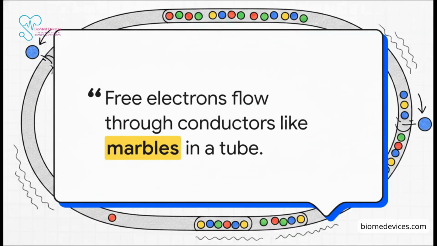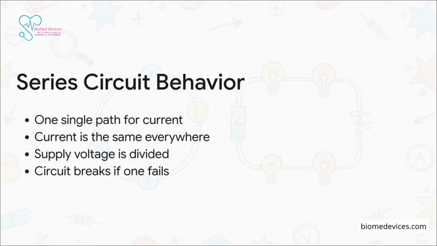I really love this analogy from our source material to help build that physical intuition. It notes that free electrons flow through conductors like marbles in a tube. If you push one marble into a completely full tube, one marble pops out the other side. Because there's only one single path in a series circuit, the rate of flow, which we call current, must be exactly the same at any specific point in time. The current doesn't get used up as it goes around. It flows at a constant, steady rate everywhere in that loop. So the crucial takeaway here is this. In a series circuit, you have one path, and the current is uniform everywhere.